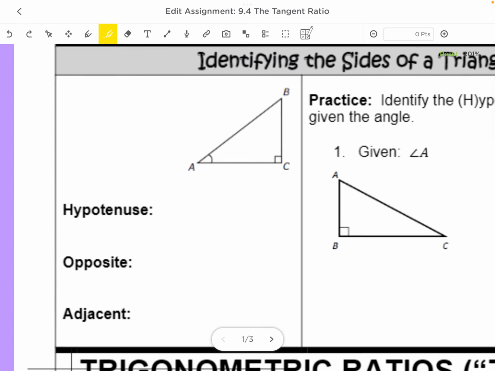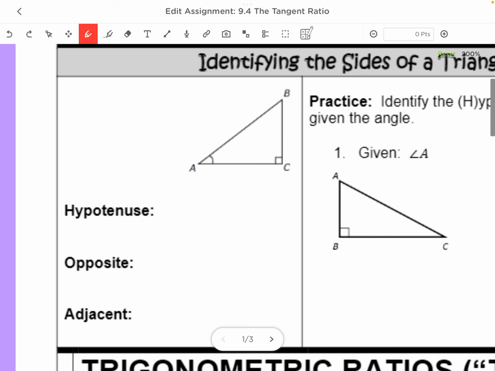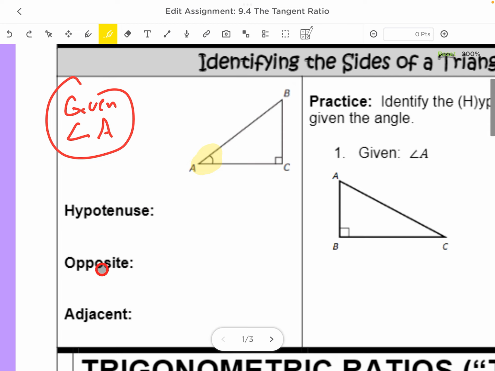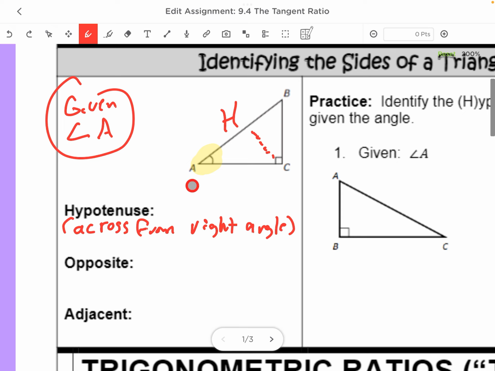Let's take a look at this example. Given angle A, if we're looking from the perspective of this angle, we want to label these sides: hypotenuse, opposite, and adjacent. The hypotenuse we always know is across from the right angle. So the hypotenuse is going to be AB, and let's label that with an H.